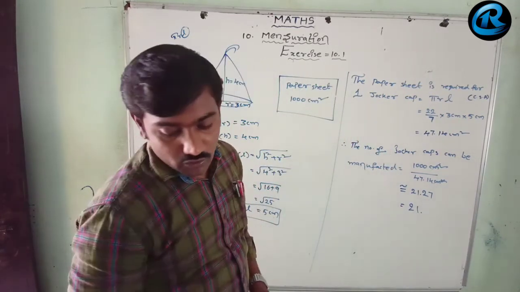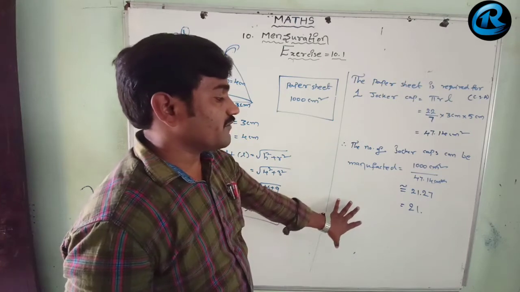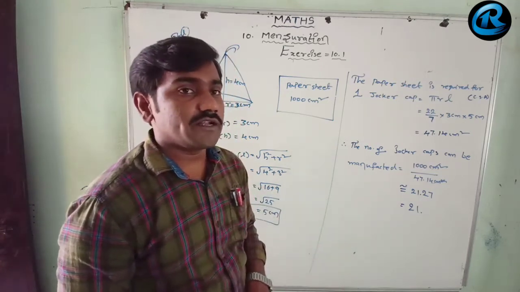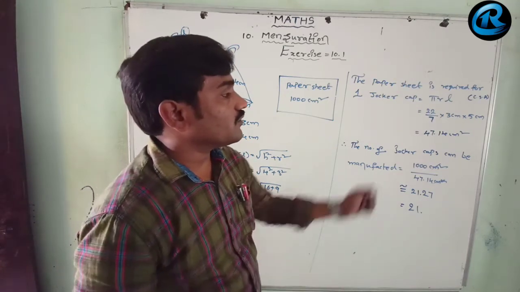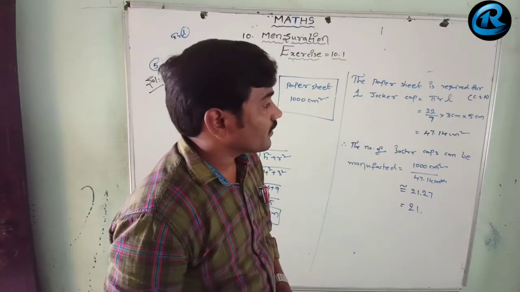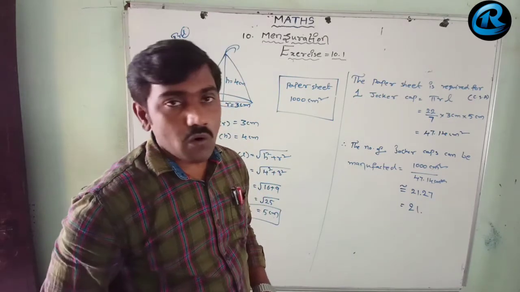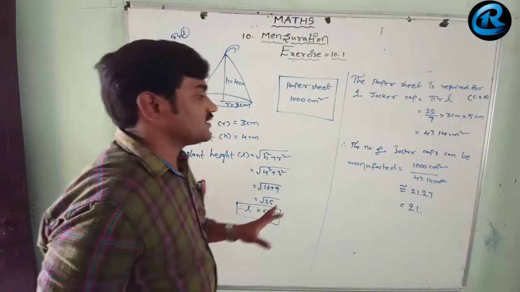నీకు సిమిలర్గా 21 జోకర్ క్యాప్స్. ద నెంబర్ ఆఫ్ క్యాప్స్ కెన్ బి ప్రిపేర్డ్ 21. అంటే 21 క్యాప్స్ అనేవి ప్రిపేర్ చేయొచ్చు. ఒక్కొక్క క్యాప్కి ఎంత 47.14 ఆఫ్ సెంటీమీటర్ స్క్వేర్ ఆఫ్ పేపర్ షీట్ ఇస్ రిక్వైర్డ్.